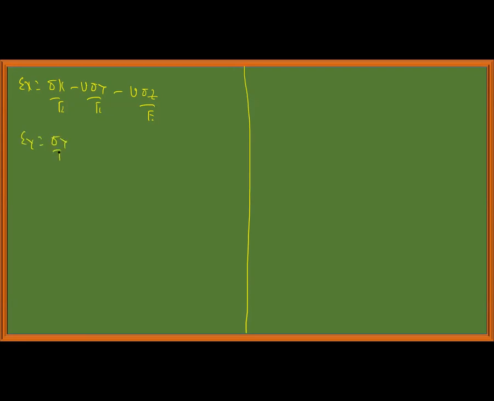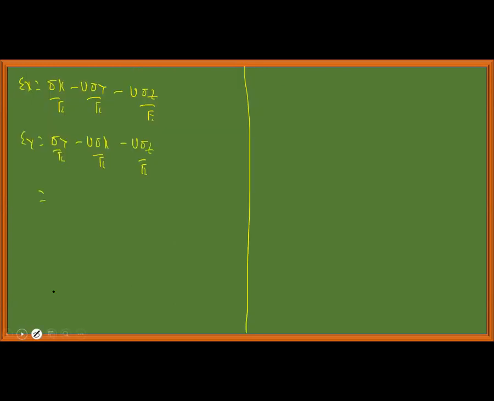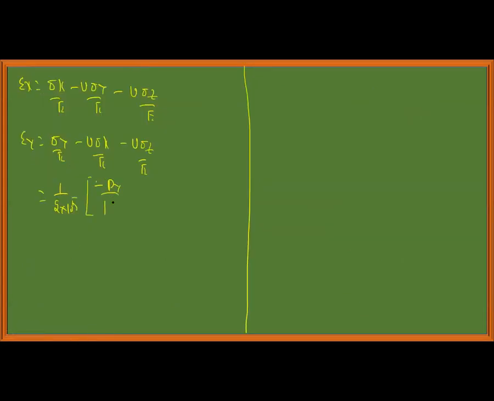Okay, next, epsilon y, which is equal to sigma y by E minus nu times sigma x by E minus nu times sigma z by E, which is equal to sigma y, which is minus py into 10 power 3, minus py by 12 into 10 power 3. I should take E common, 1 by 2 into 10 power 5, right? 2 into 10 power 5 into sigma y, it's minus py by 12 into 10 power 3 minus of Poisson's ratio.